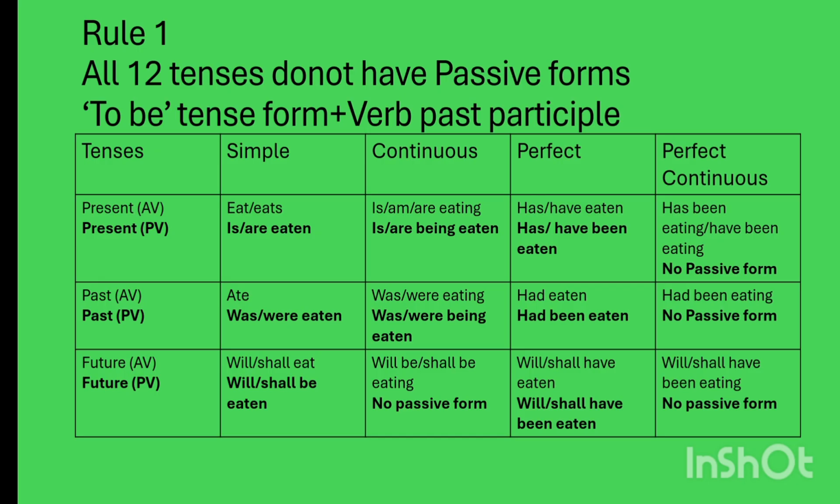Otherwise, no. Now, all 12 tenses do not have passive forms. Only to be tense form plus verb past participle. Verb plus past participle means V3.